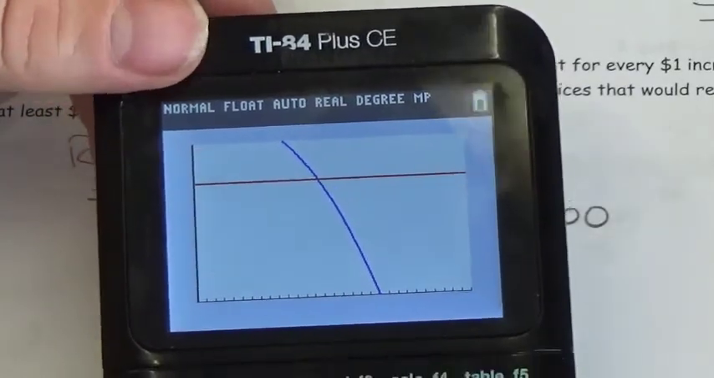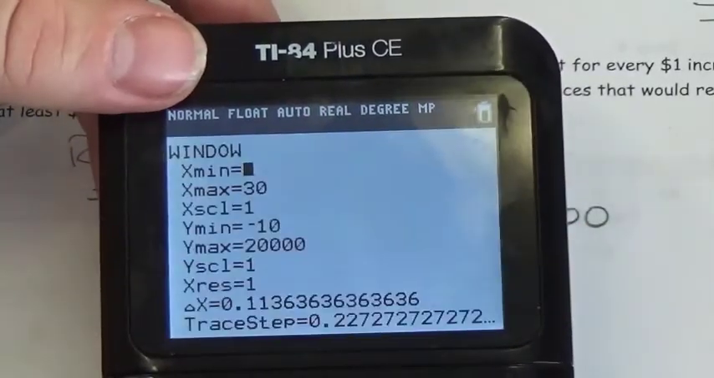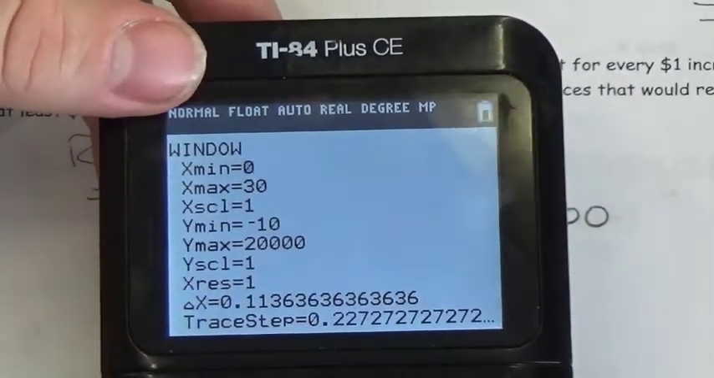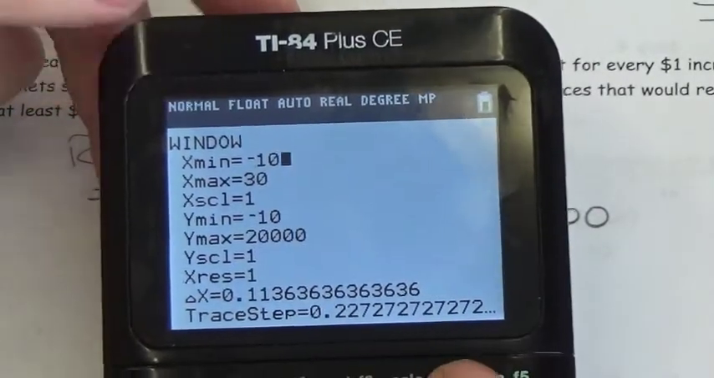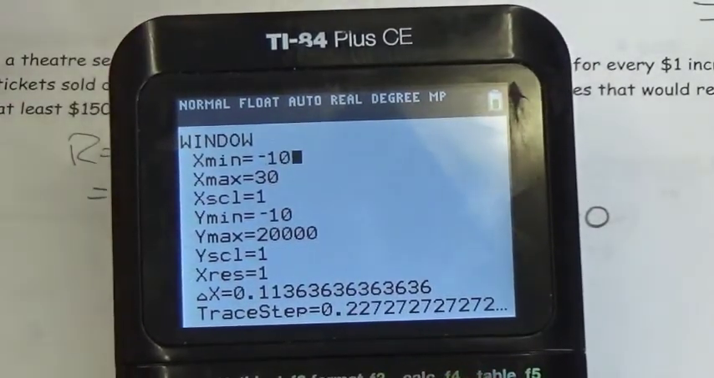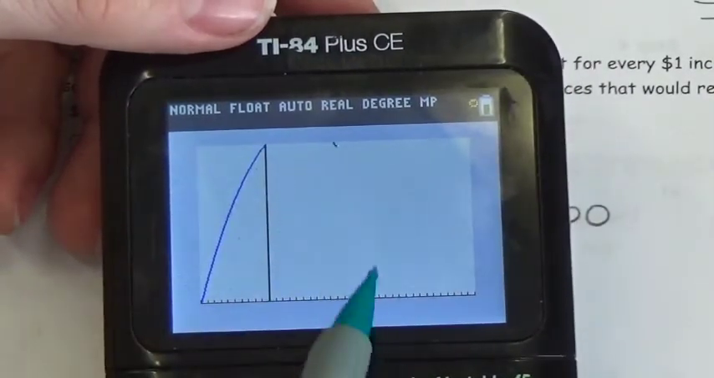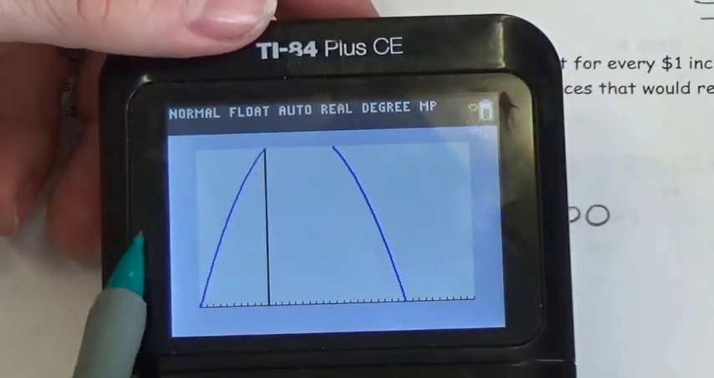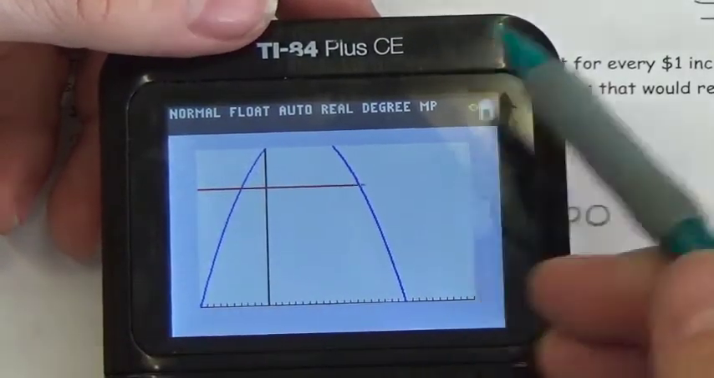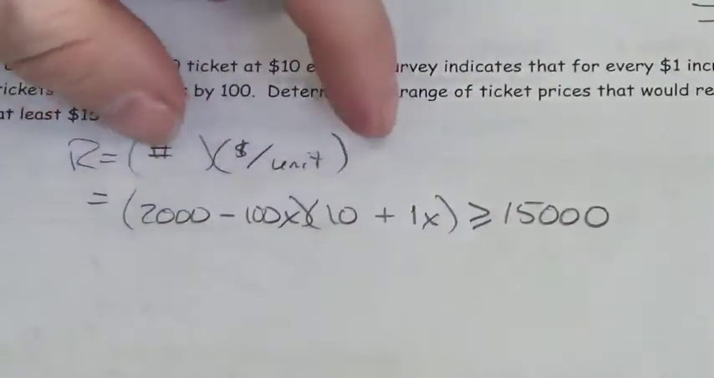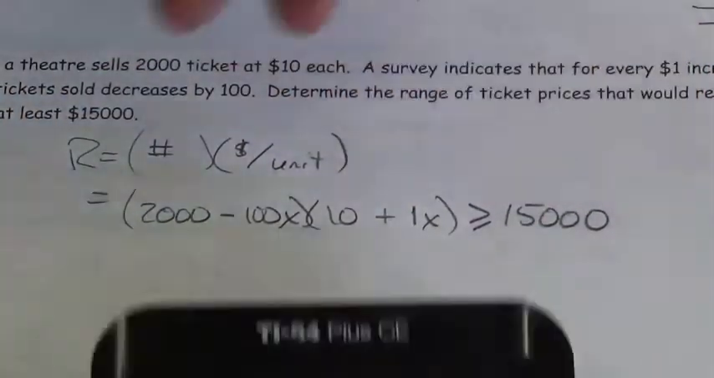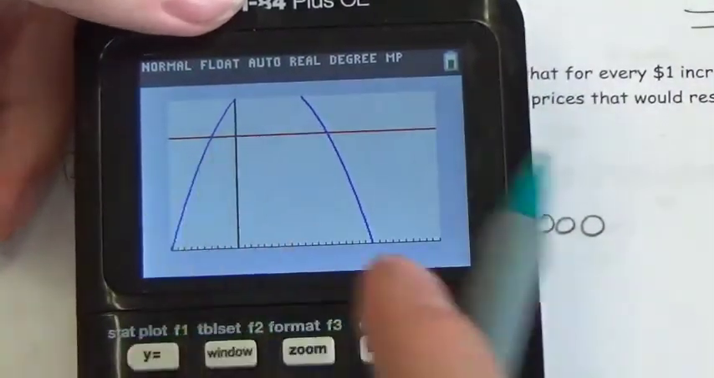Now, that would mean in the context of this problem that the ticket prices are maybe overpriced and they need to come down a little bit. At least that's what that would imply there. Okay, there's my parabola. Good. So I see it going up and coming down. So the question is asking, where is the parabola larger than 15,000? Well, it hits 15,000 right there.